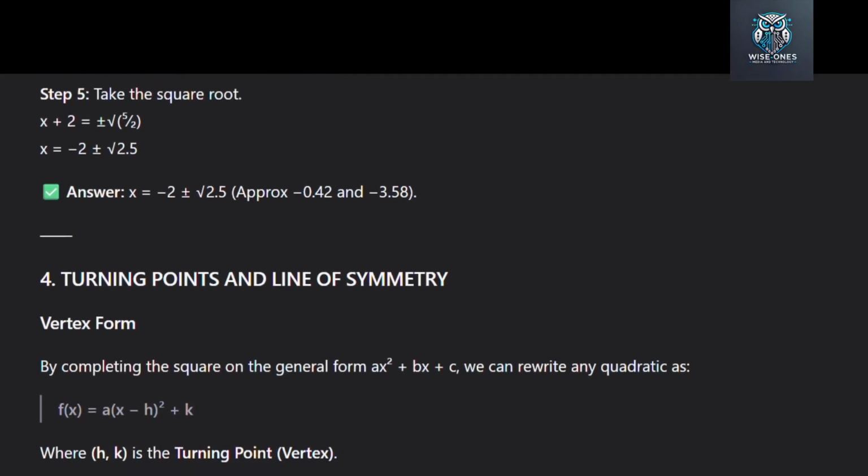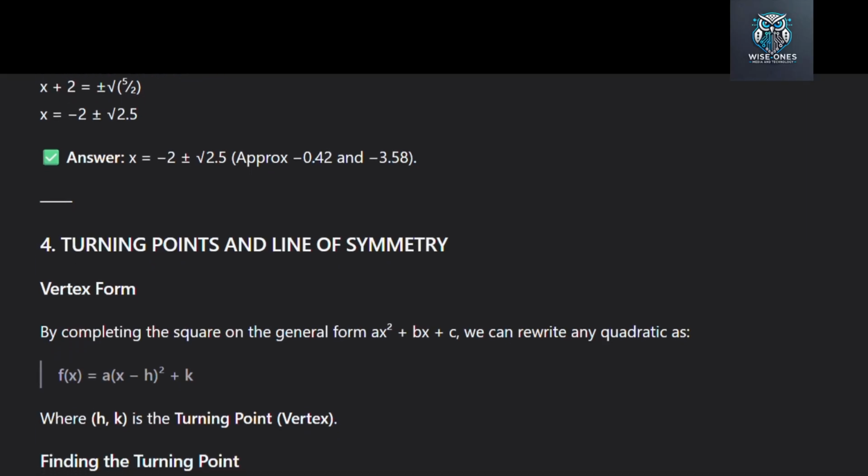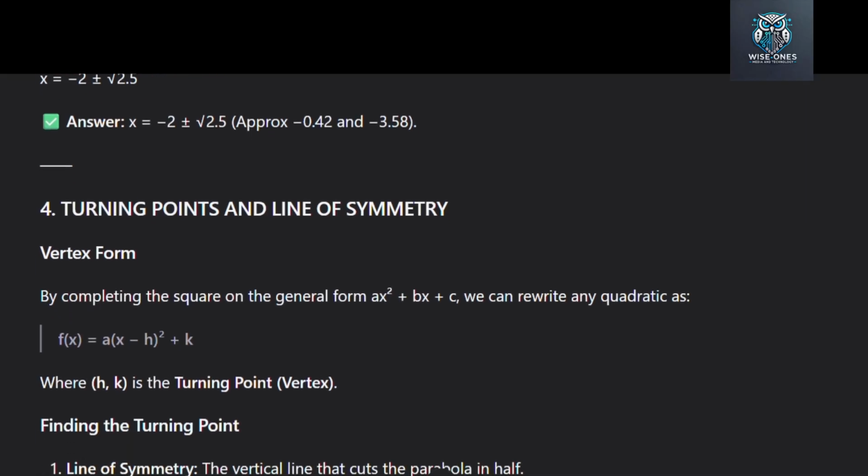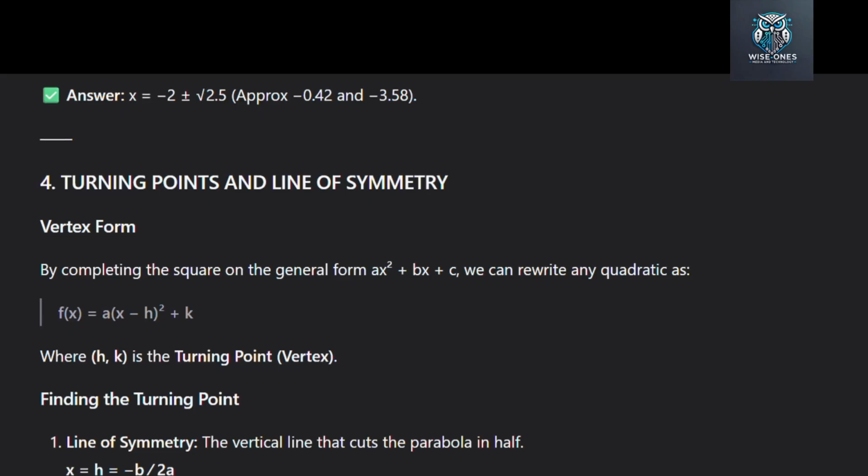The answer is x equals negative 2 plus or minus the square root of 2.5. This looks complicated, but you have done it correctly. The key was dividing by a first. Never forget that step when a is not 1.